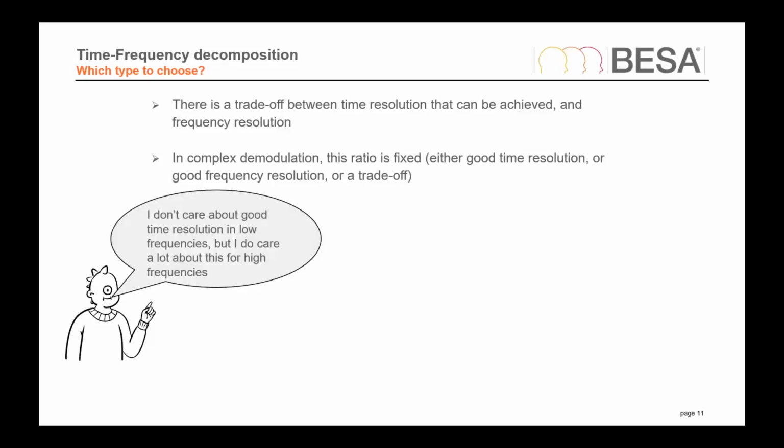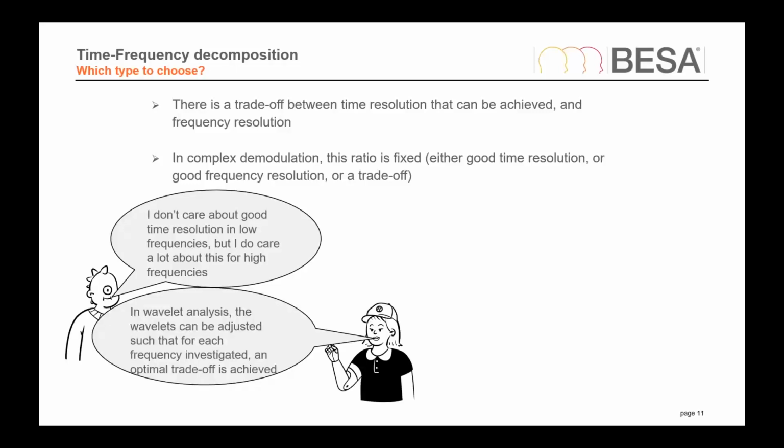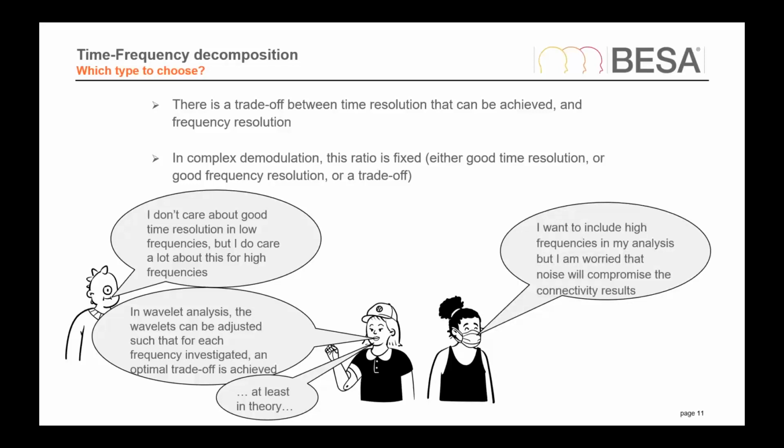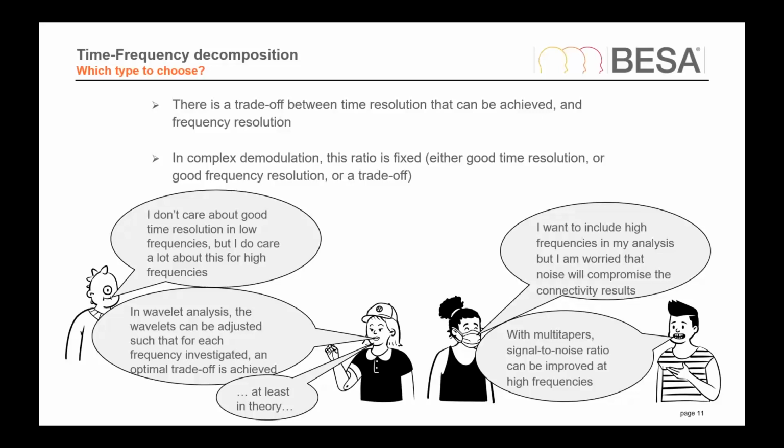But what if I don't care about good time resolution at low frequencies, but I do care a lot about it for high frequencies? Then in wavelet analysis, the wavelets can be adjusted such that for each frequency investigated, an optimal trade-off is achieved. At least that's the theory. And what if I want to include high frequencies in my analysis, but I'm worried that noise will compromise the connectivity results? With multitaper, signal-to-noise ratio can be improved at high frequencies, but not for low ones. So in the end, there's always a trade-off that one has to live with.